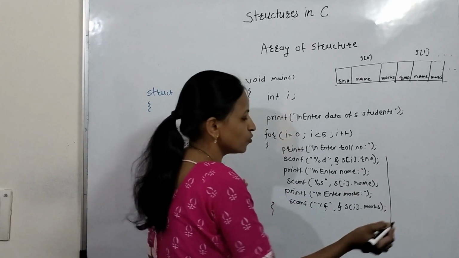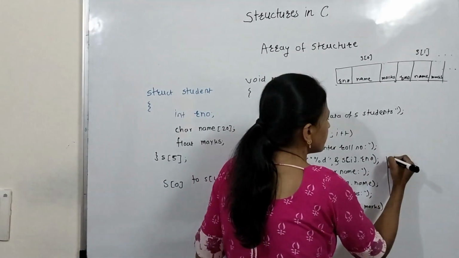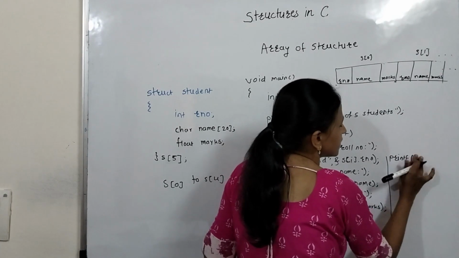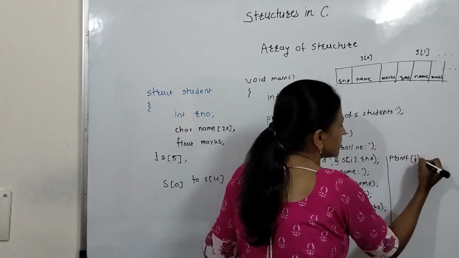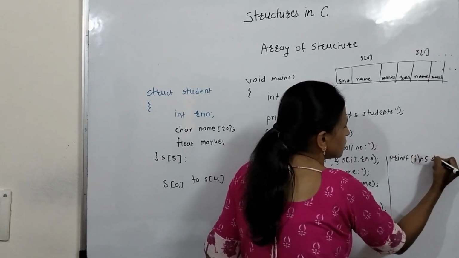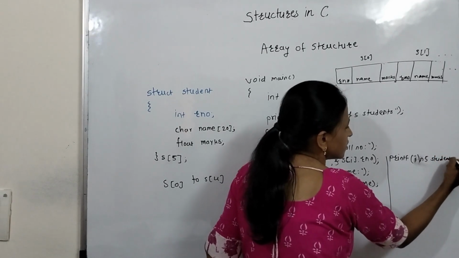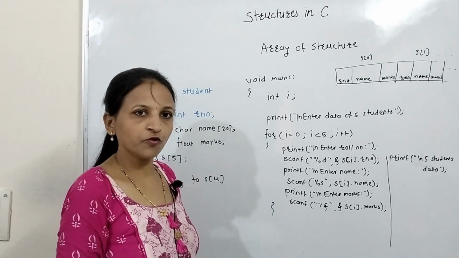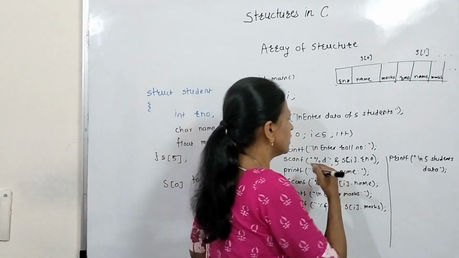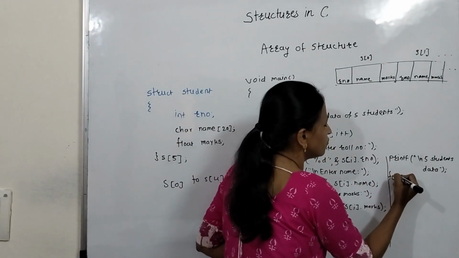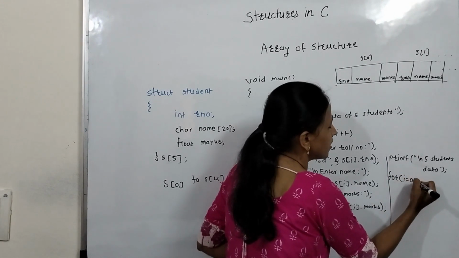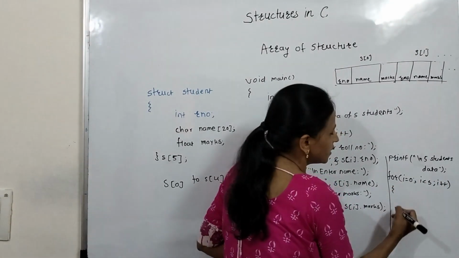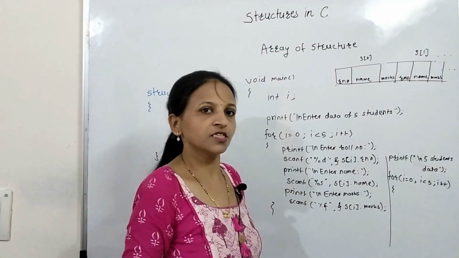Like for loop again we have to place. Here we will write printf 5 students data, like \n 5 students data. And again we will put a for loop for display also. How? Again the same thing we have to write here. For i equals 0, i less than 5, i plus plus, and here we have to just display everything.